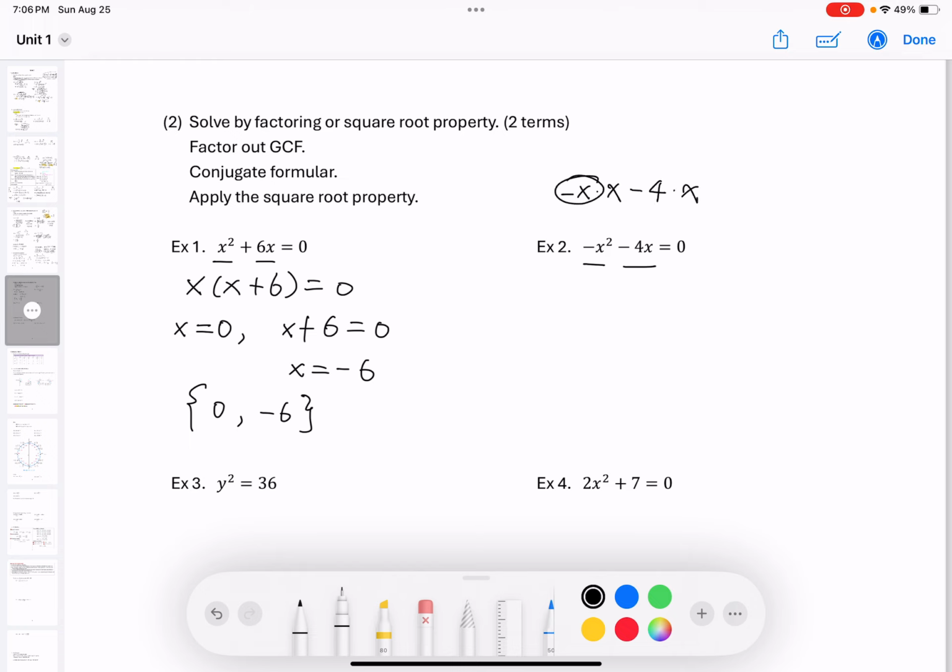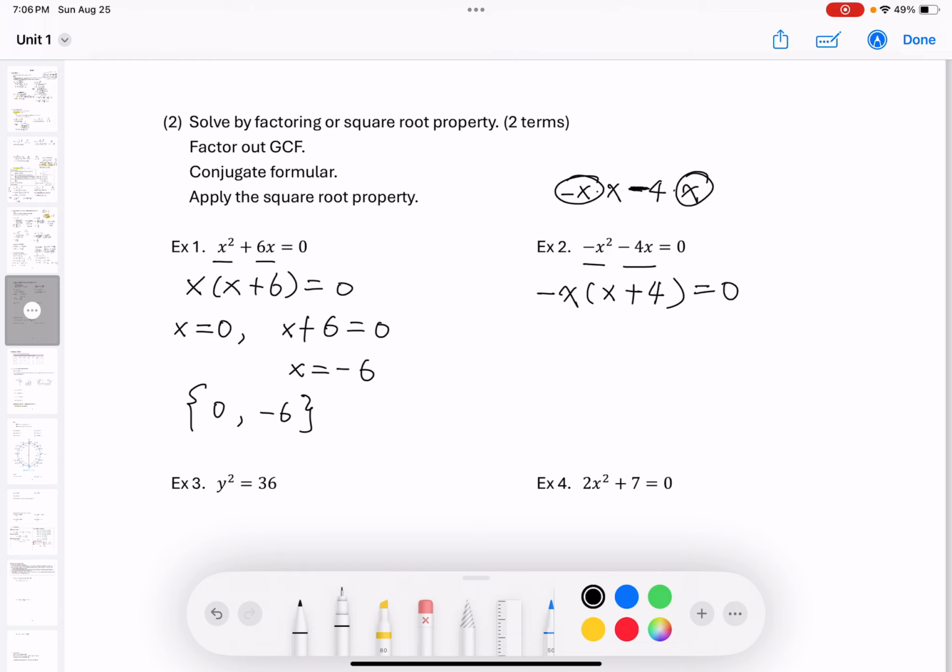So they all have the x term. But we prefer to factor out the negative term. So negative and x. So we can factor out negative x. We have x plus 4 because we already factored out the negative x. We have a positive 4 left.